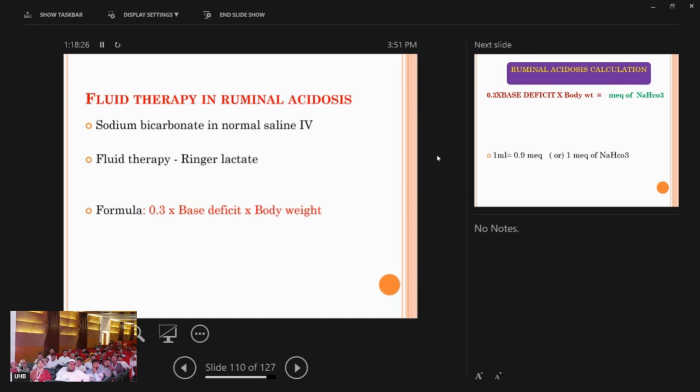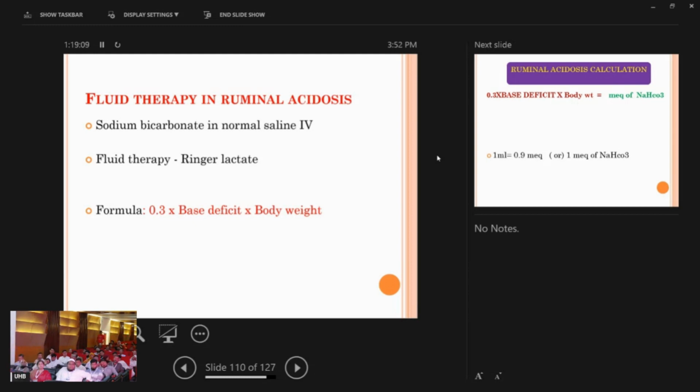In ruminal acidosis, the only thing you will be giving is sodium bicarbonate with normal saline IV, and the ringer lactate. Many people say ringer lactate is contraindicated in case of ruminal acidosis. It's not like that. Here we are giving ringer lactate for correcting the dehydration. For correcting the bicarbonate deficit, we are giving sodium bicarbonate with normal saline. These are two separate concepts. So you have to correct the bicarbonate deficit and correct the dehydration so that the result will be very effective in case of ruminal acidosis.